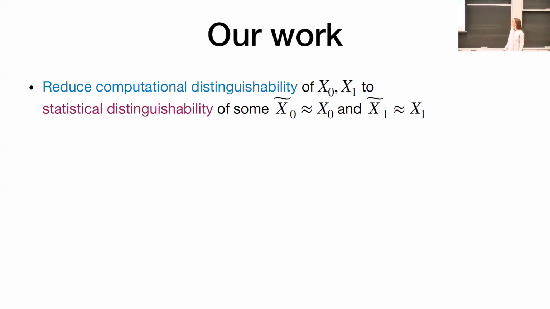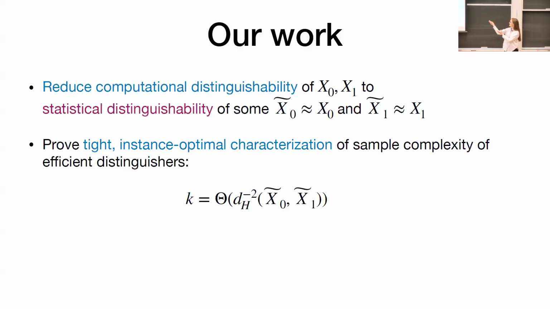So now to go to our results. What we do is we reduce the computational distinguishability of x0 and x1 to the statistical distinguishability of some x0 tilde and x1 tilde that are computationally indistinguishable from x0 and x1. And that's what I'll mean by this approximate notation throughout the talk. Also, if we're given explicit descriptions of x0 and x1, it's possible to efficiently compute x0 tilde and x1 tilde. So let's say you want to understand how many samples you need within this efficient circuit setting. You tell me x0 and x1, you can compute these and compute something, which is this.